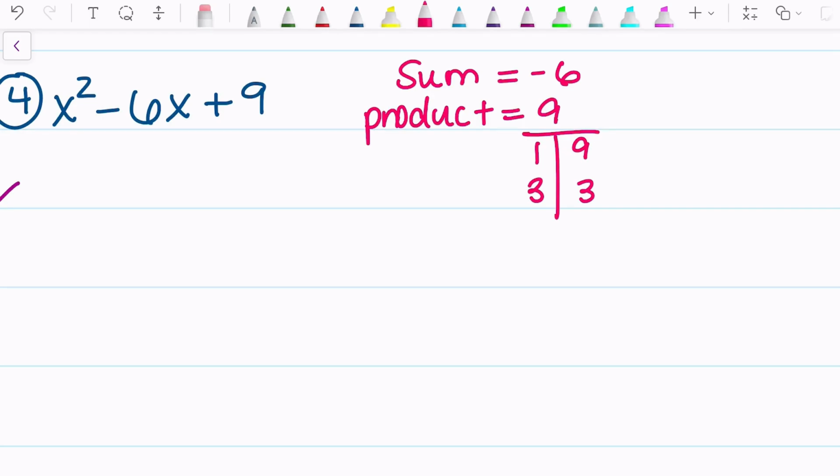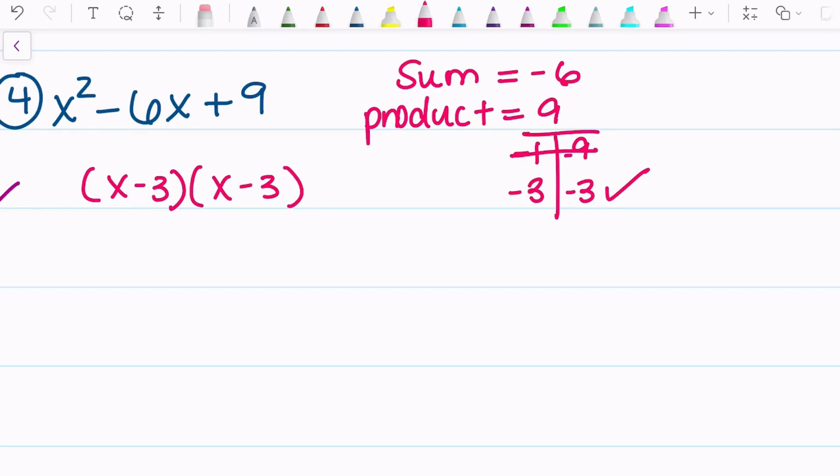However, we need the sum to be negative. And the only way to get a positive 9 when we multiply is either 2 positives or 2 negatives. And so if I make both of these negative, they would add to be negative 10. That doesn't work. If I make both of these negative, they multiply to be positive 9 and add to be negative 6. That is my pair. So I'm going to have x minus 3 times x minus 3.